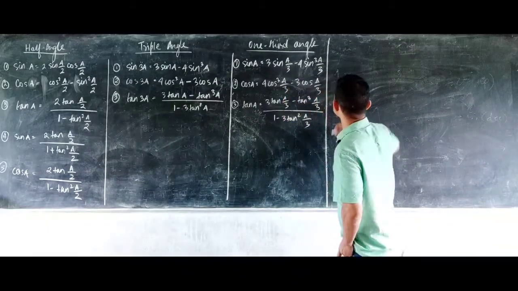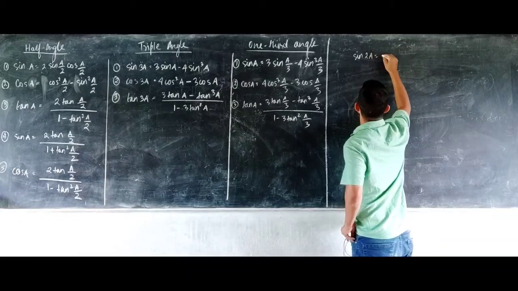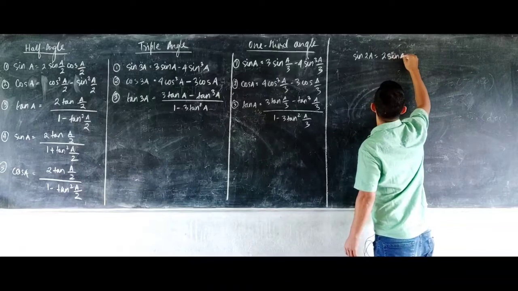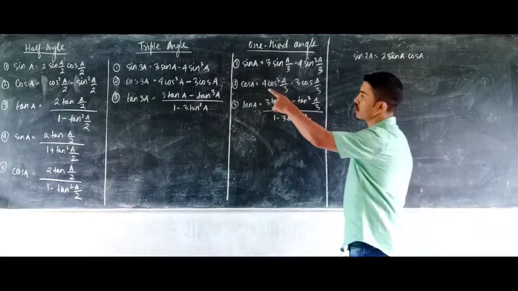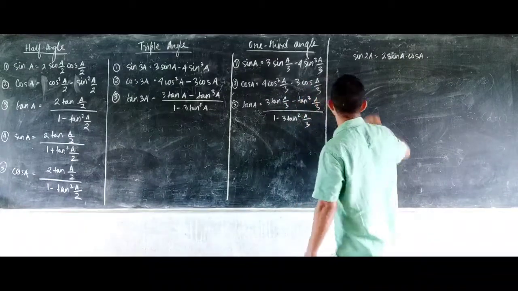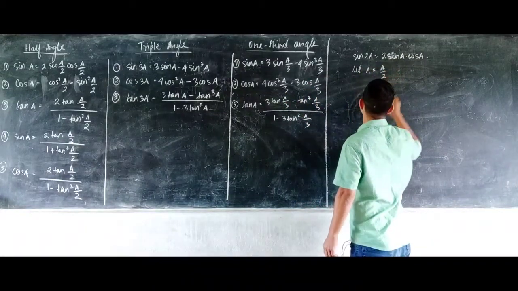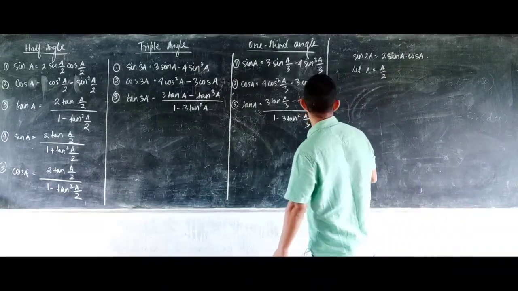In the last class we learned that sine of 2a is equal to 2 sine of a into cos of a. In order to obtain the first half angle formula, what will I do? I will replace a by a/2.